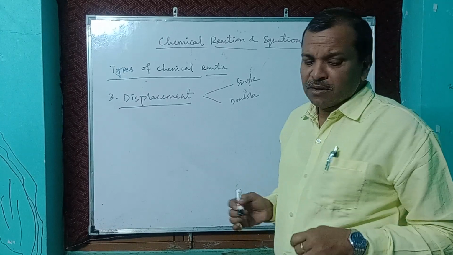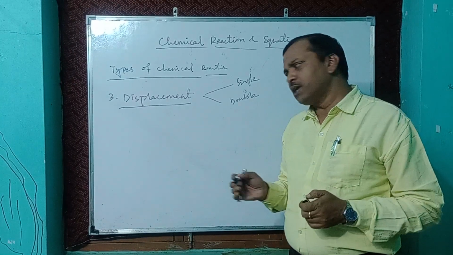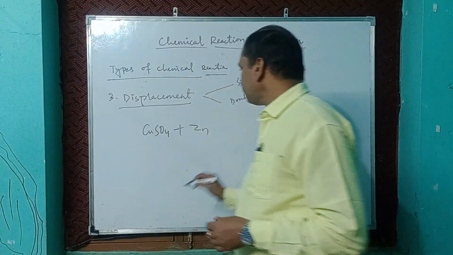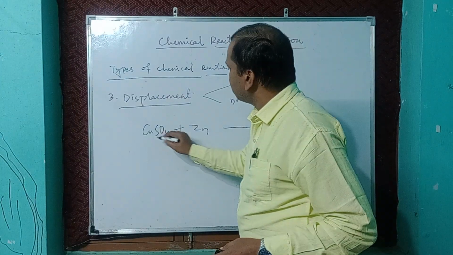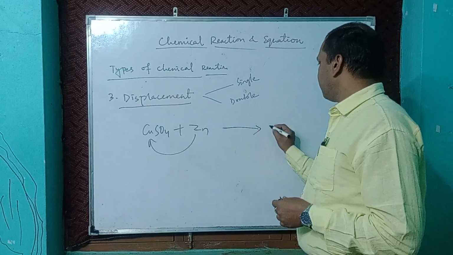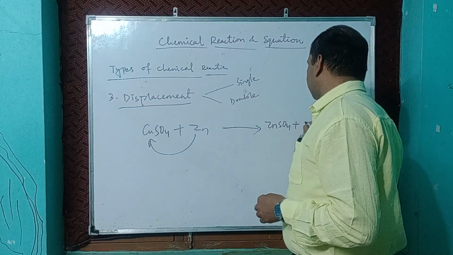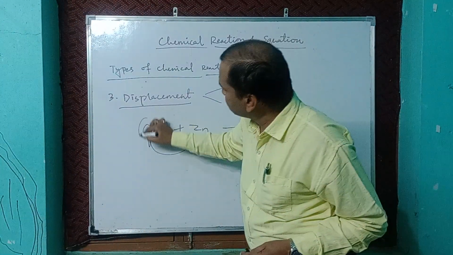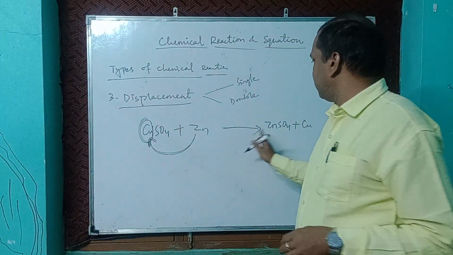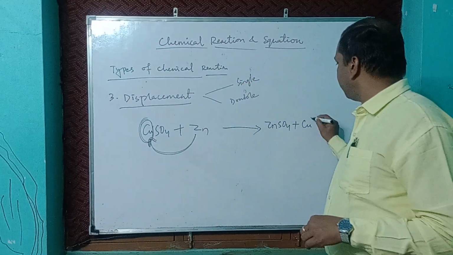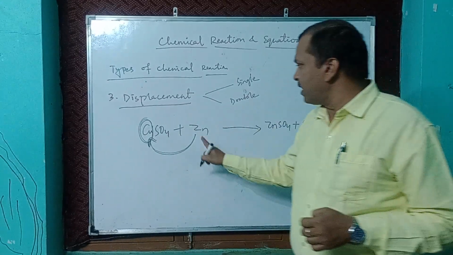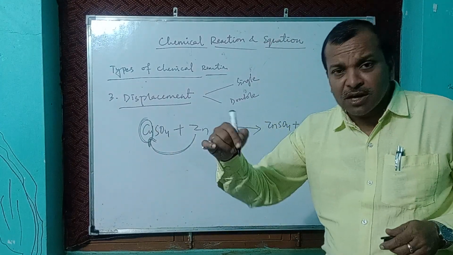One example we will take: CuSO4, copper sulfate, plus zinc. What will happen here? Zinc can displace copper and we will get ZnSO4 plus Cu. Zn will come and occupy copper's place and become ZnSO4, and Cu will be displaced from copper sulfate. This is single displacement. One element displaced another element, that is called single displacement.